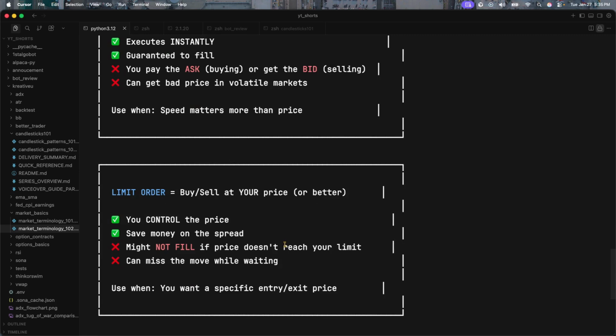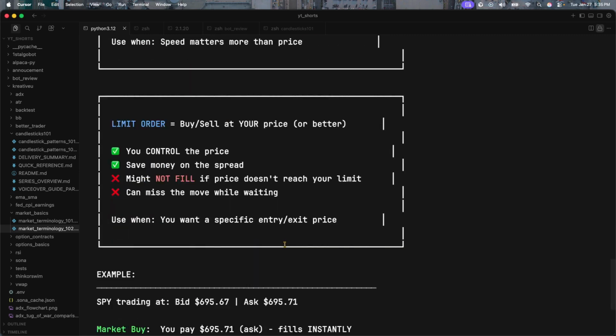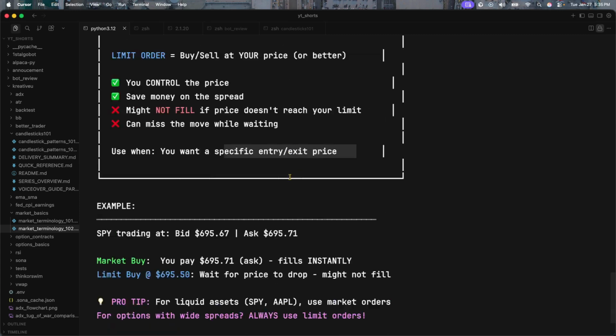Now, limit orders, what I normally tend to use, is you're going to be buying and selling at your price or better. So we control the price. We save money on the spread. We might not fill if the price doesn't reach your limit, right? And you can miss the move while we're waiting. So when to use: when you want a specific entry and exit.